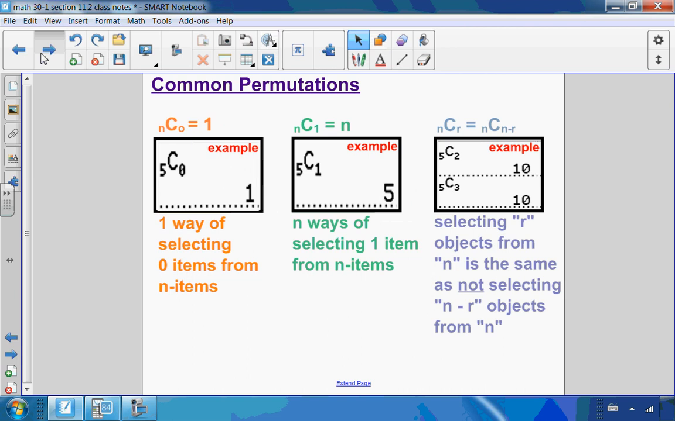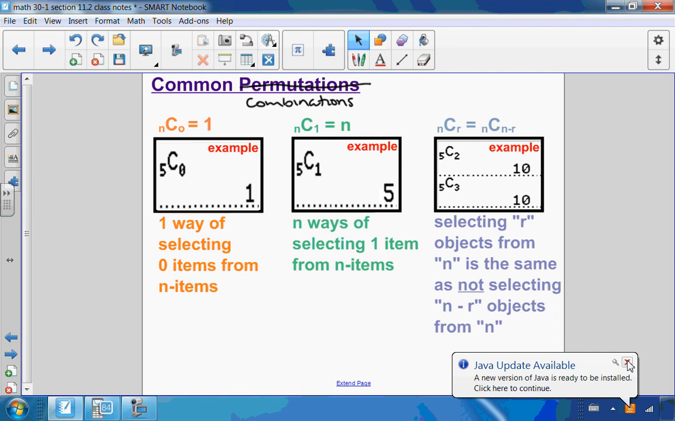Okay, let's look at some common combinations. Oops, this should say common combinations. Let's just change that. These are common combinations, similar to when we did permutations. So nC0 is equal to 1. So 5C0 equals 1. There's always one way of selecting 0 items from n items.